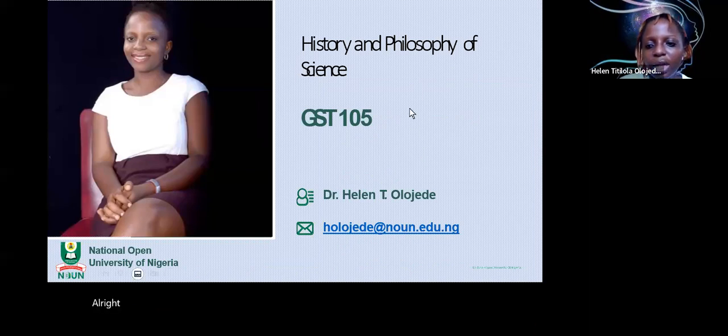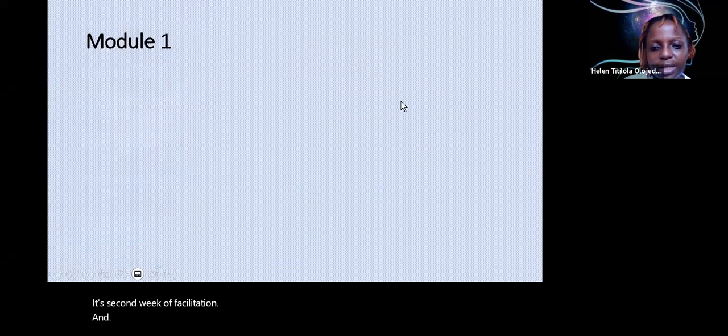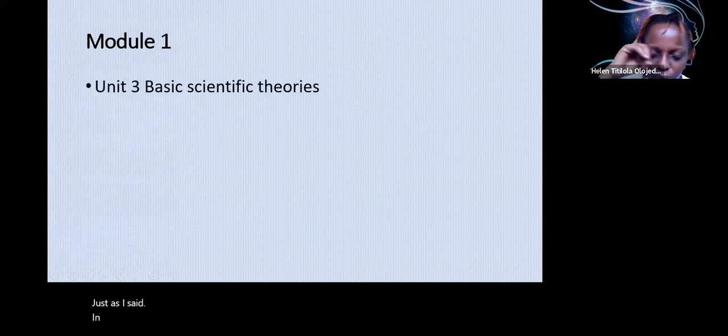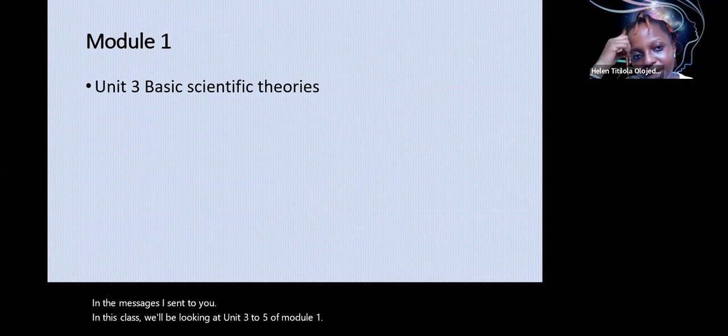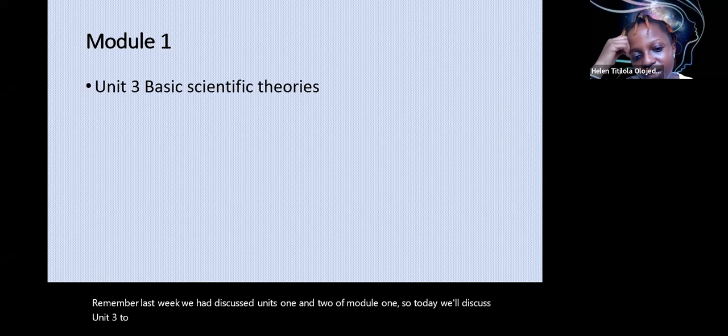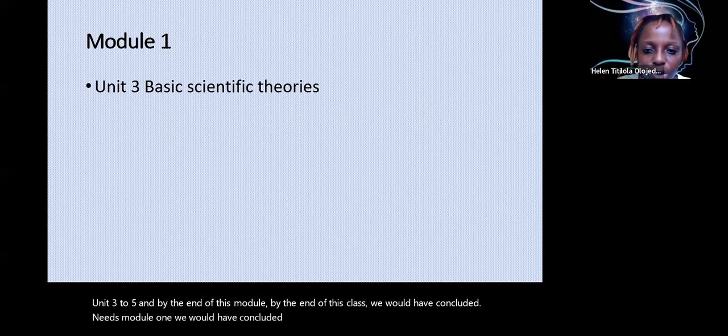All right, so welcome to class once again. It's the second week of facilitation. And just as I said in the messages I sent to you, in this class we'll be looking at units 3 to 5 of module 1. Remember last week we had discussed units 1 and 2 of module 1. So today we'll discuss units 3 to 5, and by the end of this class we would have concluded discussion on module 1.